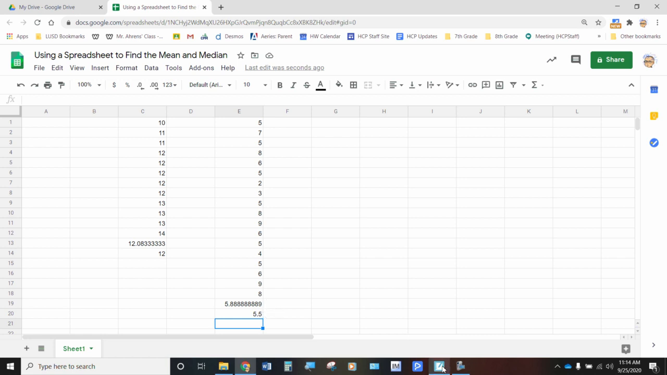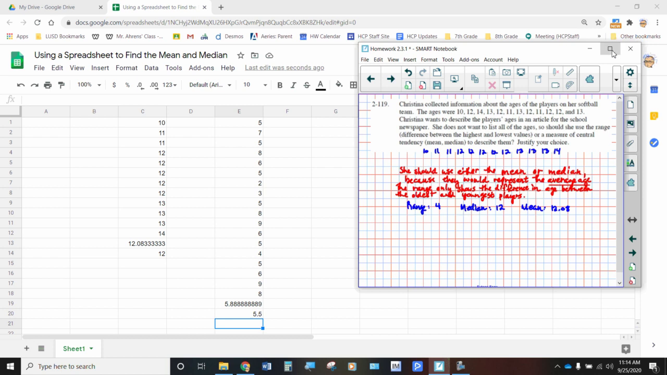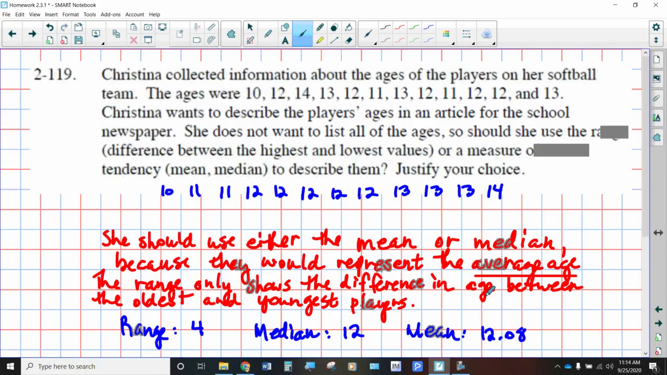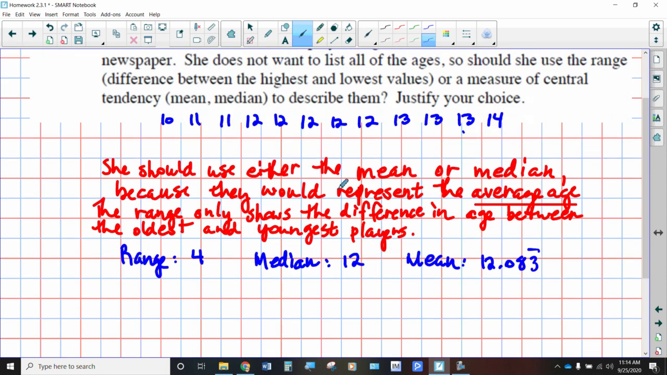So when we go back to this, our median was 12, our mean was 12.08, and maybe I'll just write this in as 12.08 with a 3 and a repeater, because that's the exact answer. And then the range. The range is the difference between the largest and the smallest numbers. So 14 minus 10 is 4.